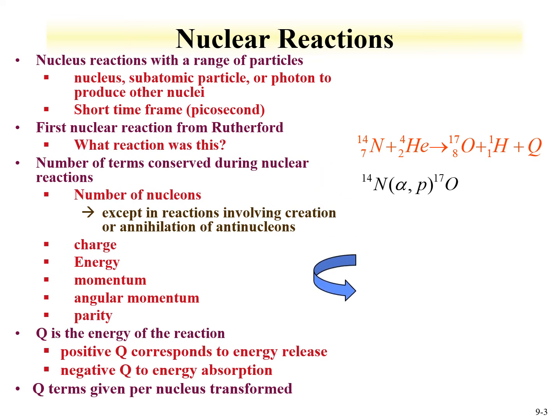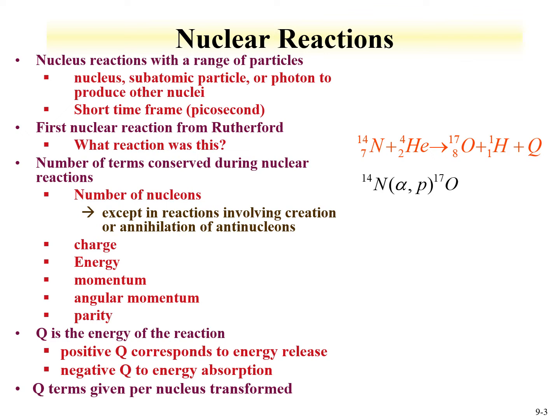Now, with these nuclear reactions, a number of terms and particles are going to be conserved in the reactions. For instance, the number of nucleons. Generally, at the energies that we're involved with, the number of nucleons is conserved. This isn't necessarily true at higher energies, where you can involve creation or annihilation of nucleons. Charge, energy with mass, momentum, angular momentum, and parity are also conserved. You can imagine that all these terms can be used to help describe reactions and help understand reaction mechanisms.